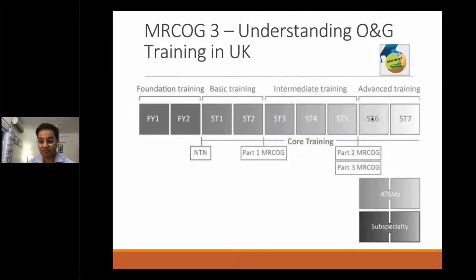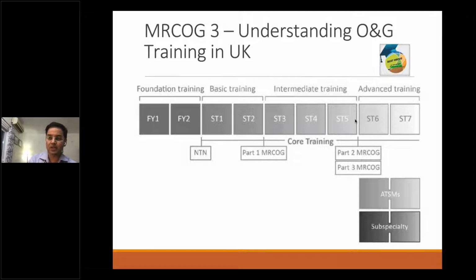It is very important for you to understand here that the part 3 examination is set at the standard of a competent ST5 trainee. So what is a competent ST5 trainee? They define it as one who can manage most of the scenarios in the delivery suite or labor room, and most of the gynecological emergencies, and can run a general gynae clinic and an antenatal clinic with minimal or indirect supervision. That is a competent ST5, and this exam is judging a competent ST5.